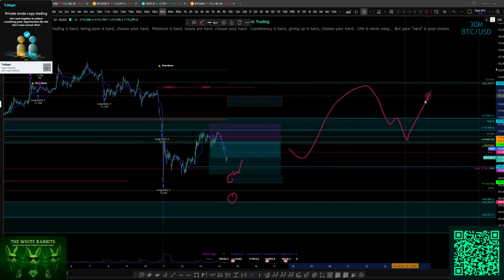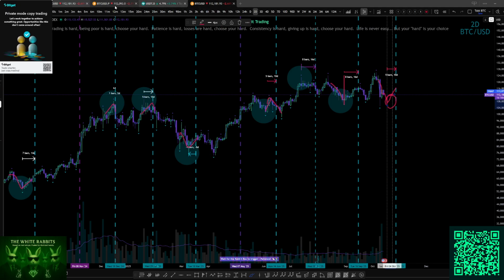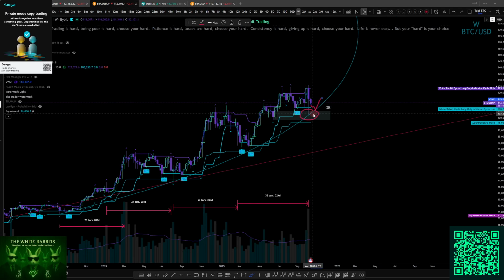The invalidation for all of this is simple: a HTF break below the bigger support level. That would mean a much longer sideways phase. Anyway, that's not confirmed for now, so I'll first look for a range before the next move.